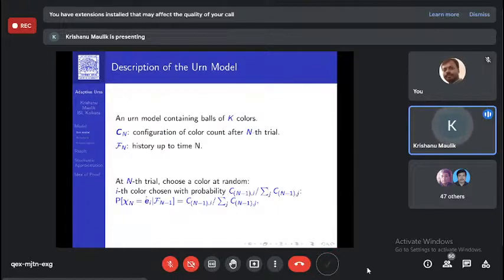So is the selection mechanism clear? At the nth step, I choose the ith color with probability in proportion to the amount of ith color present. Any questions?